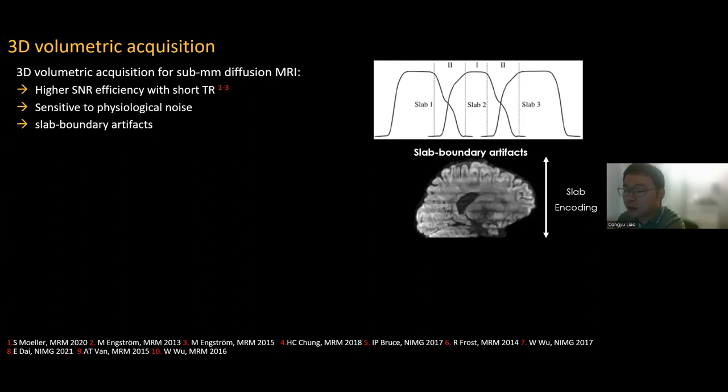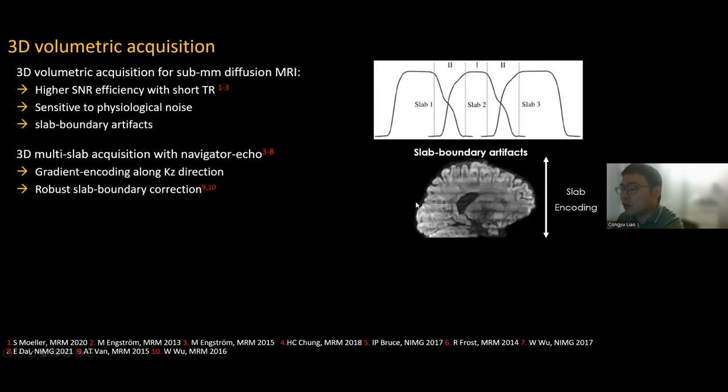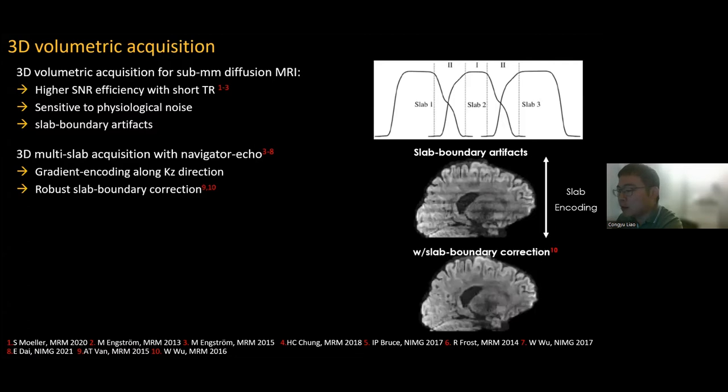So to solve these issues, 3D multi-slab acquisition uses a dual spin echo EPI sequence, as I mentioned before, to acquire both the imaging and the navigator echoes. So with this robust slab boundary correction method, the slab boundary artifacts are much mitigated.